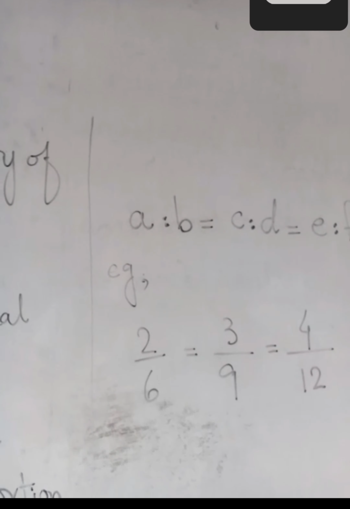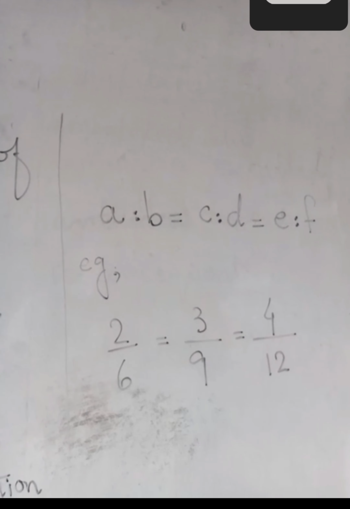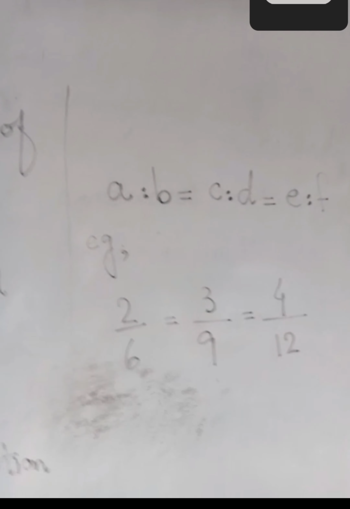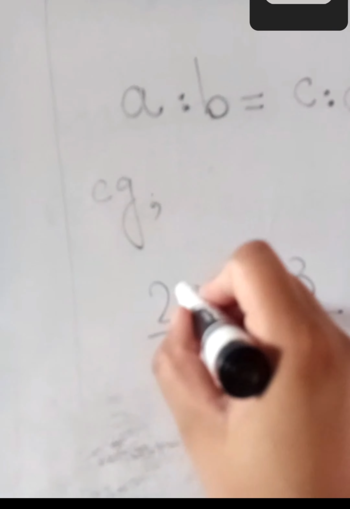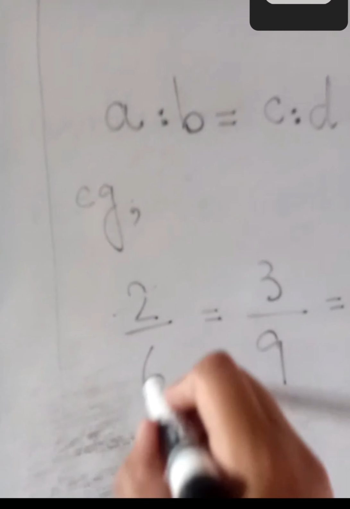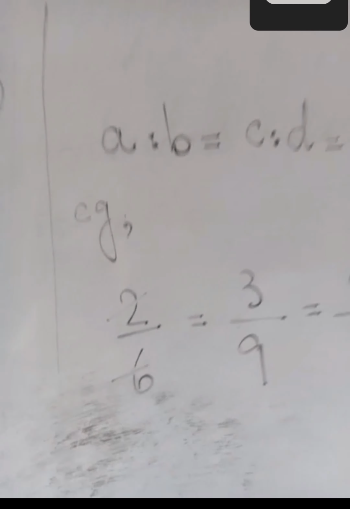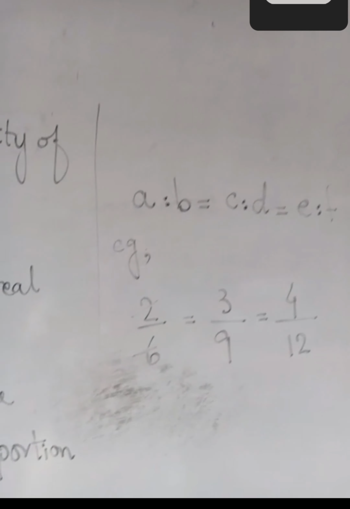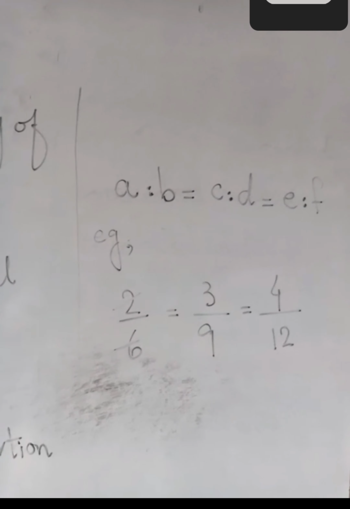Huda, are they equal? 2 by 6, 3 by 9, 4 by 12. Are they looking equal? No, but if we simplify them by cutting, they become equal. This is the answer to your question. When we simplify them, they will have the same answers.